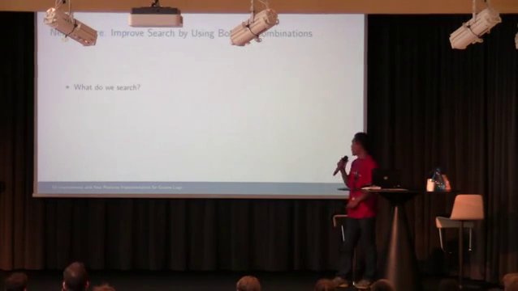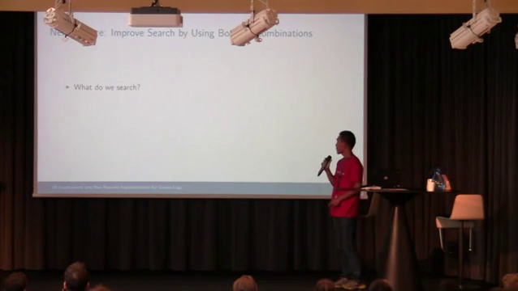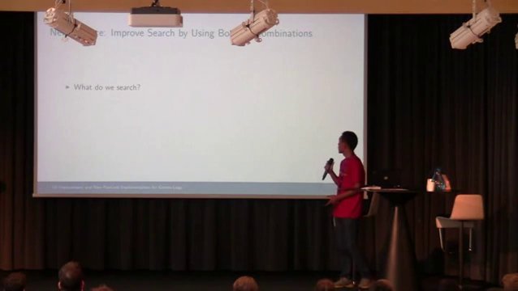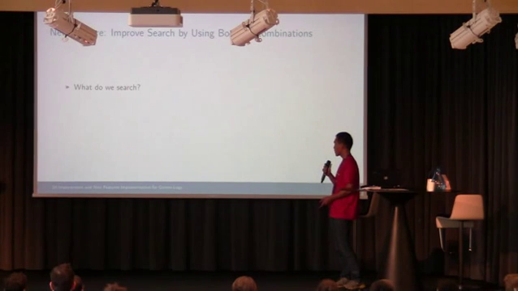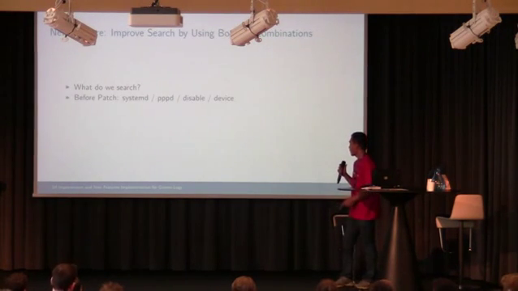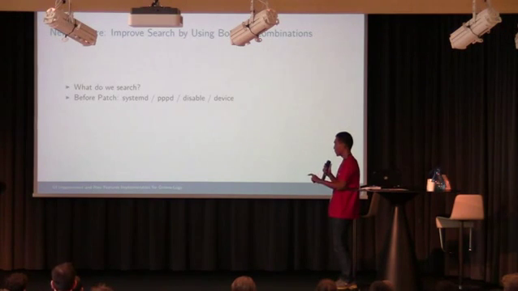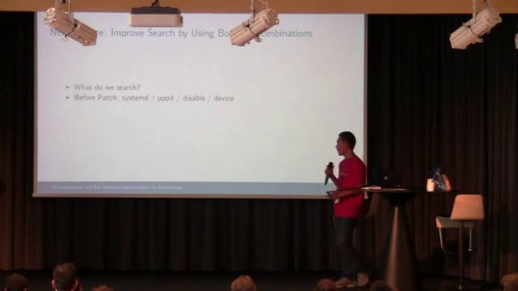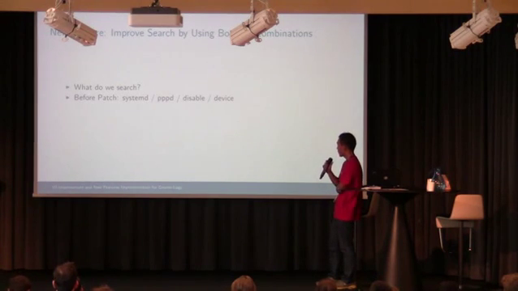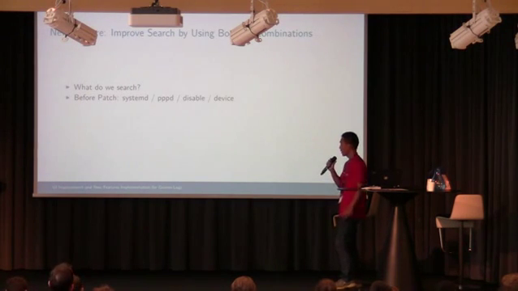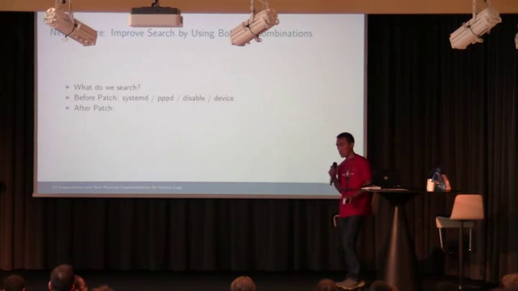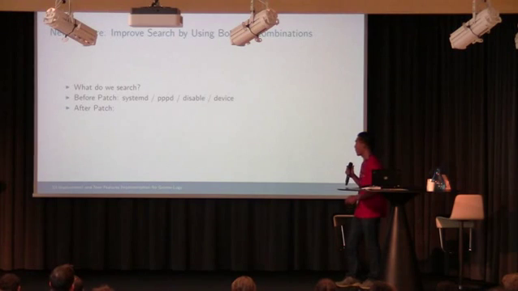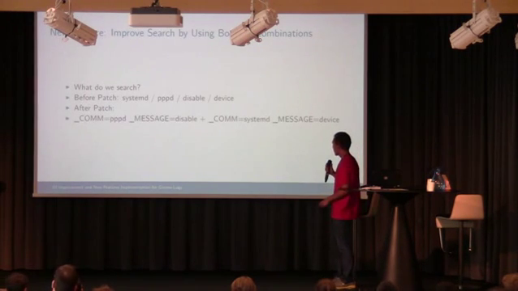Okay, let's go to the third one. The third one is also a new feature: improving the search by using Boolean combinations. Before the patch, we could input text directly into the GTK search entry, maybe typing systemd, pppd, disable, or device, and some relevant entries would show up. After the patch, the search in logs becomes very powerful.